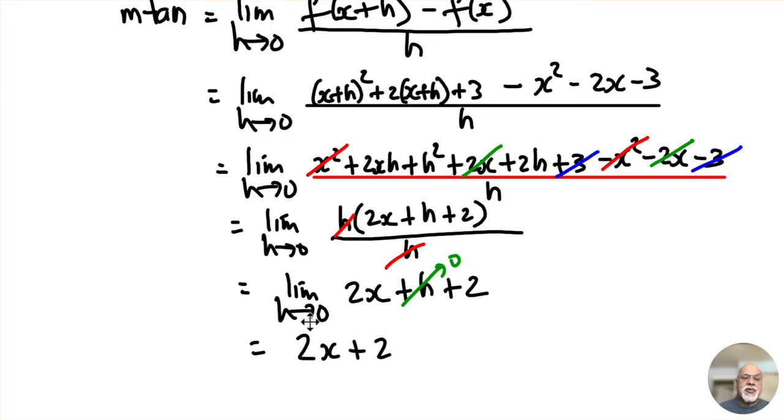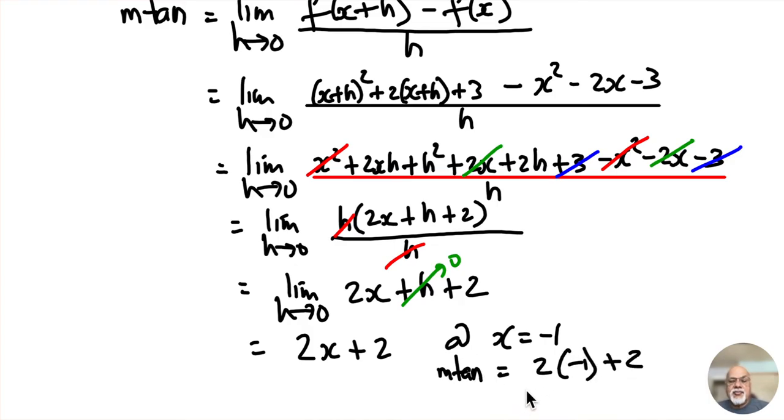So once you drop the limit statement, that's referred to as taking the limit. And so the expression 2x plus 2 then represents the slope of the tangent at any x. And so at x equal to -1, the slope of the tangent is just 2 times -1 plus 2, which is 0. Okay, next one.